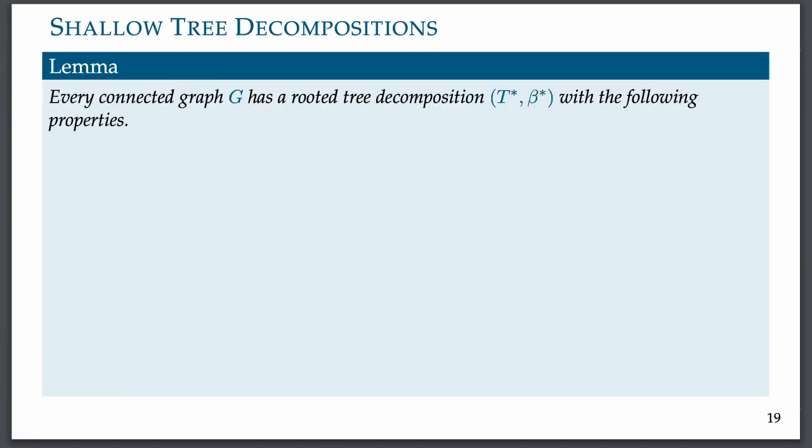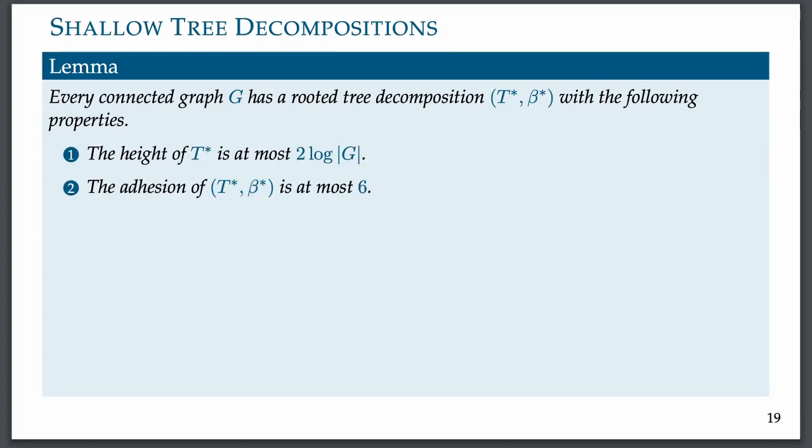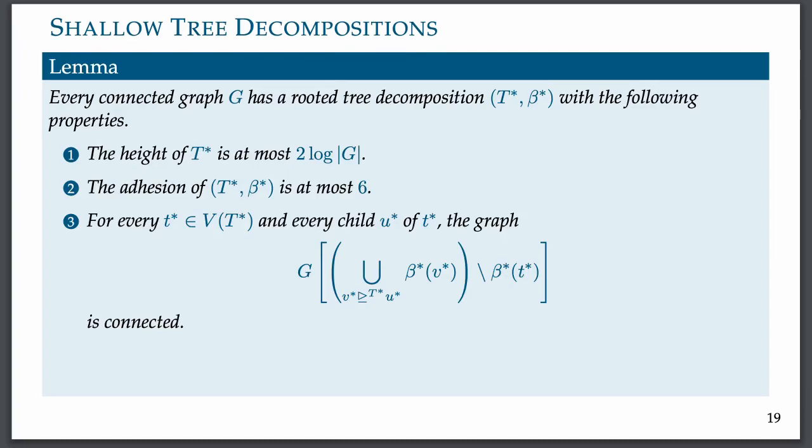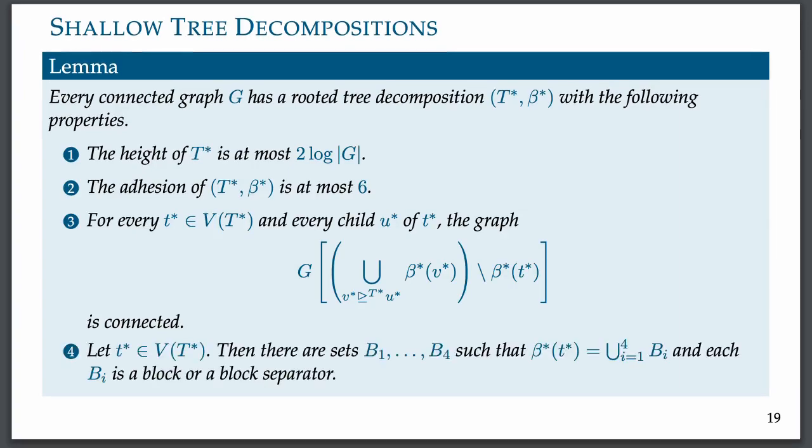For every connected graph G, there is a decomposition of G of logarithmic height and small adhesion for which we have our connectedness guarantee for subtrees, and each bag is a union of at most 4 blocks or block separators for technical reasons. And since for every block, membership can be defined by fixing at most 3 variables by Verbitsky's theorem, recall this picture of the embedding that we saw, we can define membership for every bag in the final tree decomposition, because it's a union of at most 4 such blocks, with at most 4 times 3 variables.